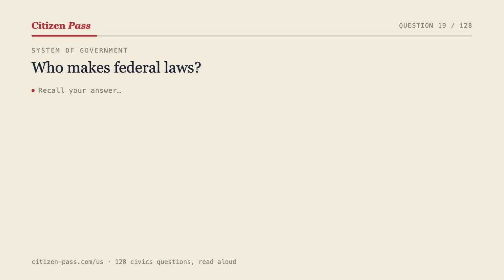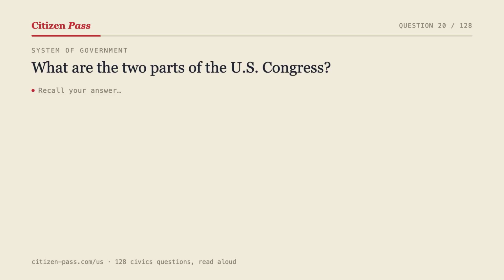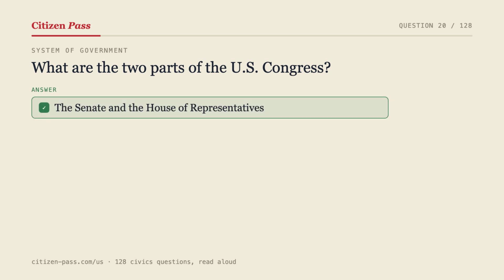Who makes federal laws? Acceptable answers include Congress, the Senate and House of Representatives, the U.S. legislature, or the national legislature. What are the two parts of the U.S. Congress? The answer is the Senate and the House of Representatives.